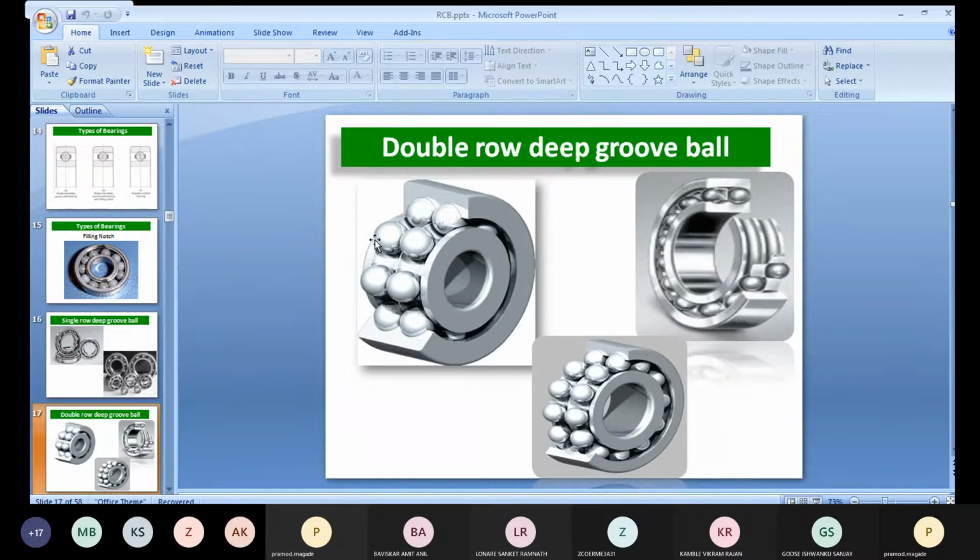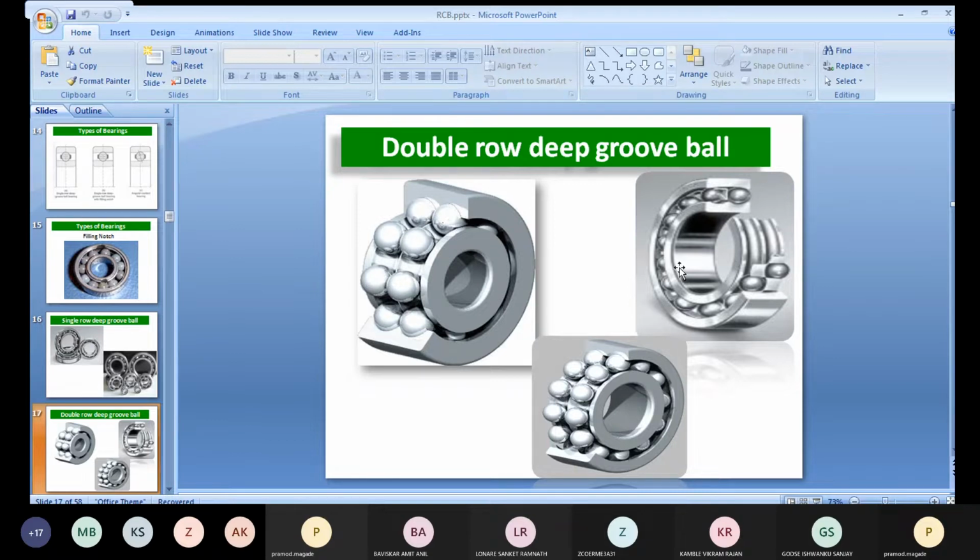So the balls are situated at a particular angle in both the rows. If the angles are changed, then it will not perform its activity for maximum load. So that's why you can see it is in a single line or having the same angle with respect to a single row ball bearing.